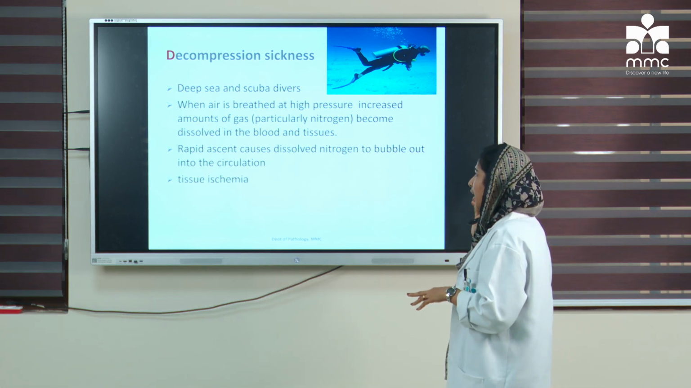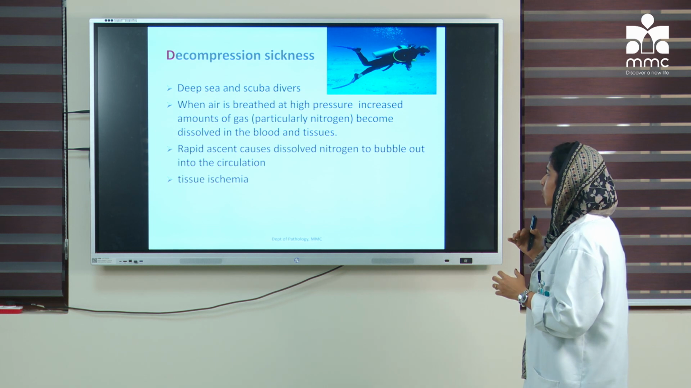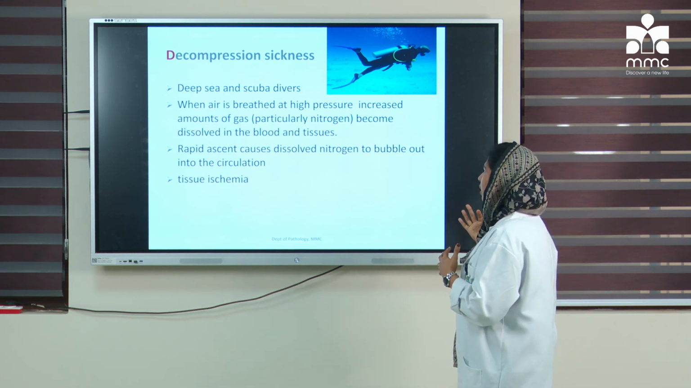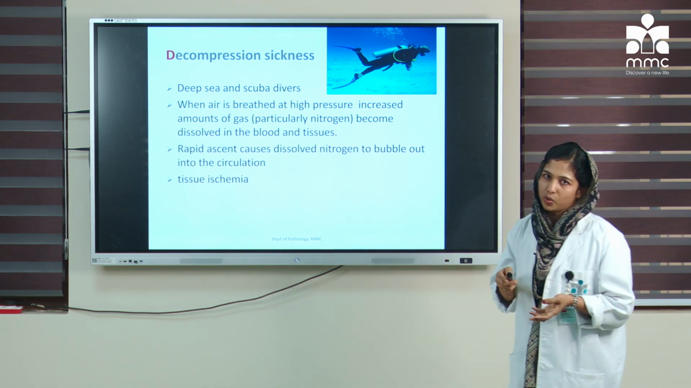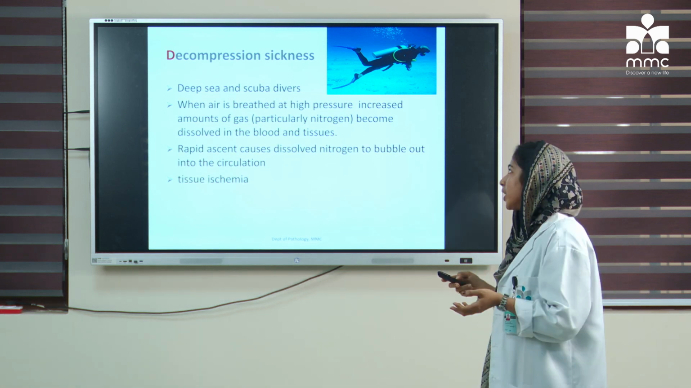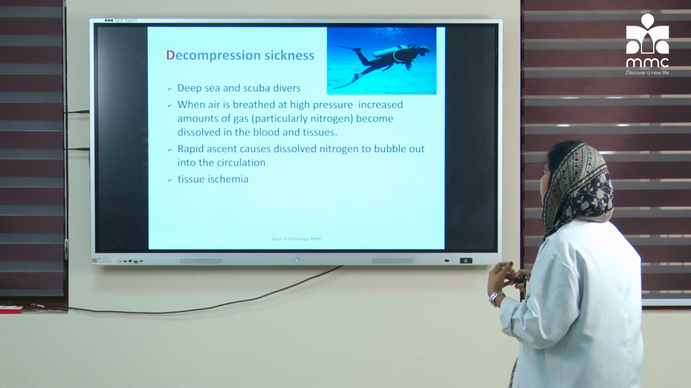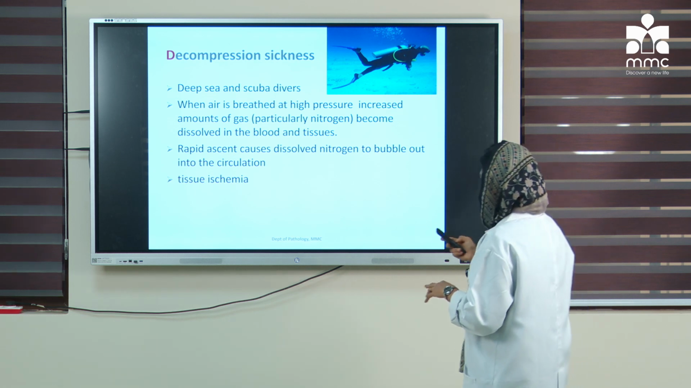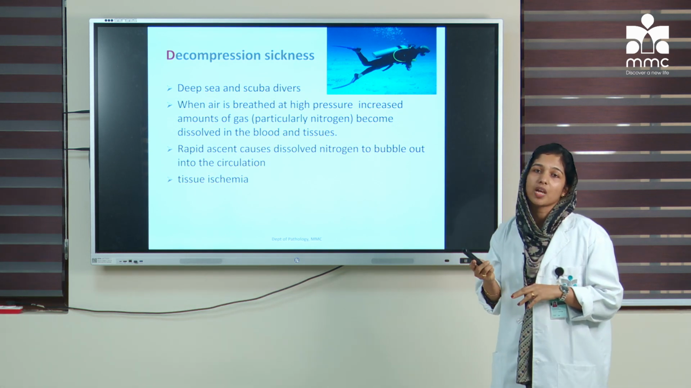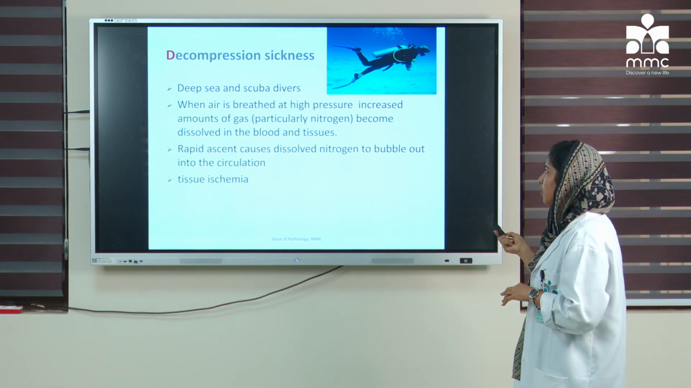But when the rapid ascent occurs, what happens to this dissolved nitrogen? It bubbles out into the circulation. Okay. So, that is what is happening in decompression sickness. Okay. Nitrogen bubbles into the circulation. This results in tissue ischemia or infarction. Okay, that is about decompression sickness.